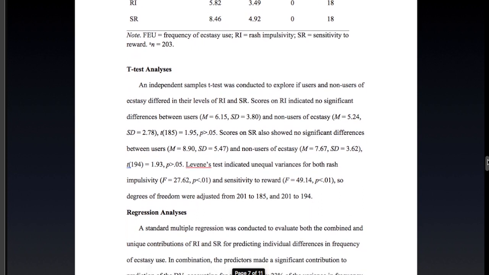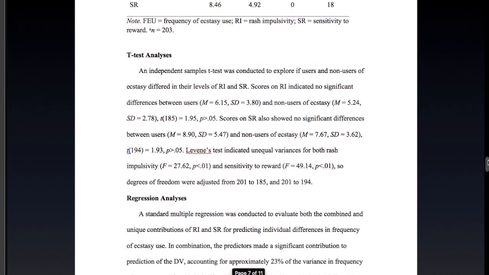So we've done 2 types of analysis here. We've done a t-test analysis and a regression analysis. The t-test is talking about users of ecstasy. We sort of predicted that users of ecstasy would score higher on RI and SR than non-users. So we use the t-test to analyse this.